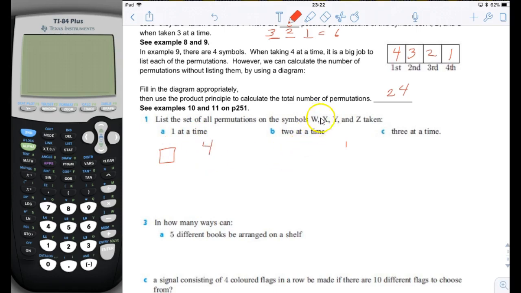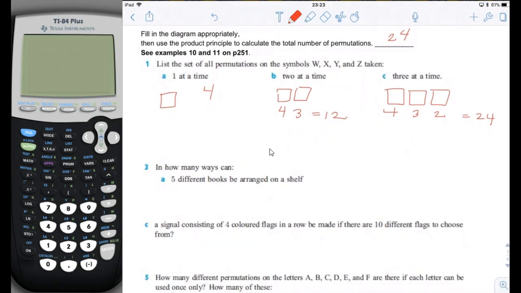What about if you were going to take 2 symbols each time, and you were going to fill 2 boxes with symbols? In the first box, you could put any of the 4 symbols. In the second box, you've already used one of the symbols, so you could put any one of 3 symbols. So the number of possibilities here would be 3 times 4, which is 12. Finally, if you have 3 positions to fill, in the first box you could fill it with 4 different symbols. In the second box, you could use 3 different symbols. And in the third box, you could use 2 different symbols. So this would be 24.